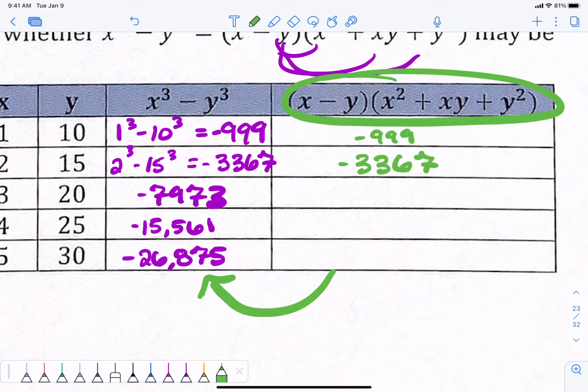My 3s. Isaac, did you plug 3 in? Yes. What'd you get? Negative 7,900. Negative 7973. Okay? My 4s, you had 4s?